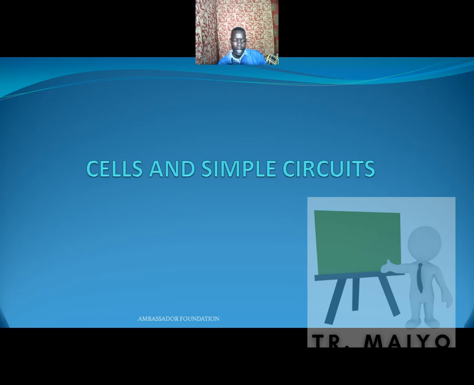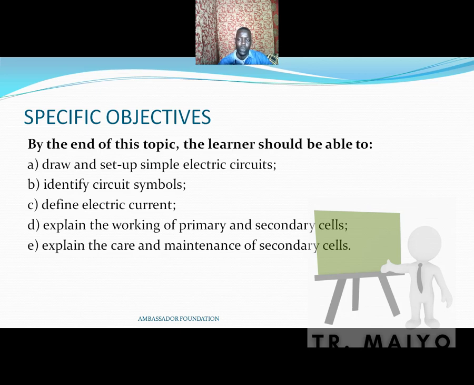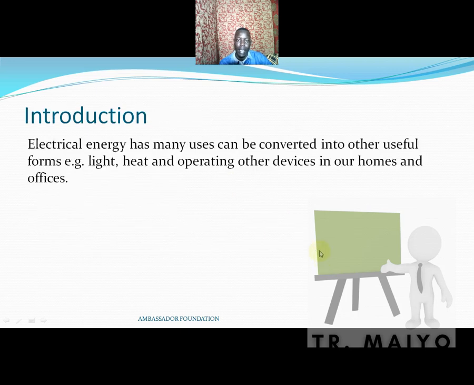Now, at the end of this topic, we are supposed to have achieved the following objectives. First, draw and set up simple electric circuits, identify circuit symbols, define electric current, explain the working of primary and secondary cells, and explain the care and maintenance of secondary cells.